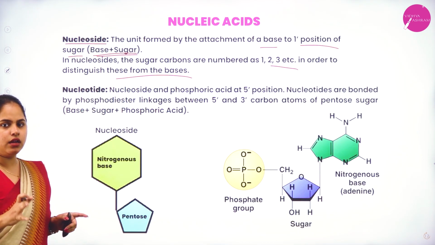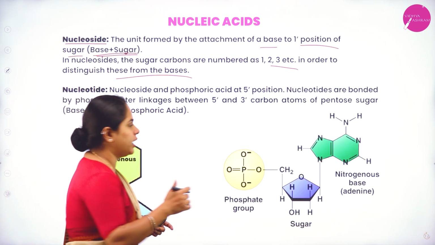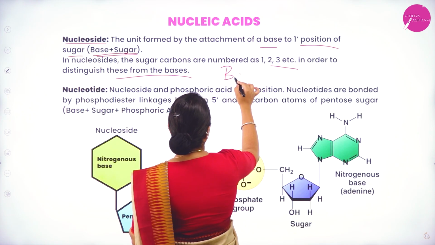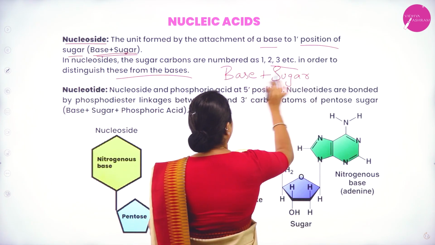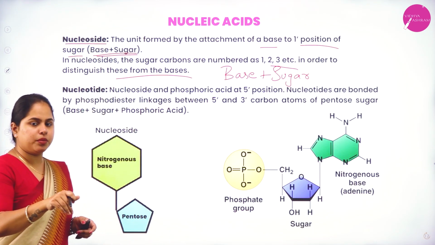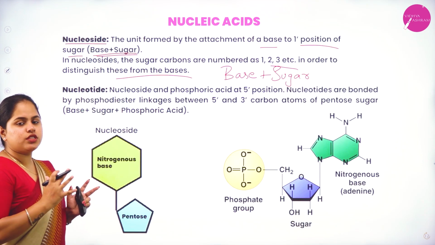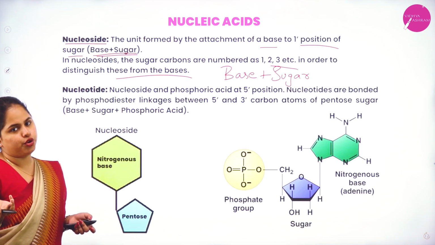To differentiate the numbering of the carbon. So I hope it is clear. What is a nucleoside? That is your nitrogenous base plus sugar. This part is called a nucleoside. Now, how is a nucleotide obtained? The nucleoside plus the phosphoric acid group will give you a nucleotide.